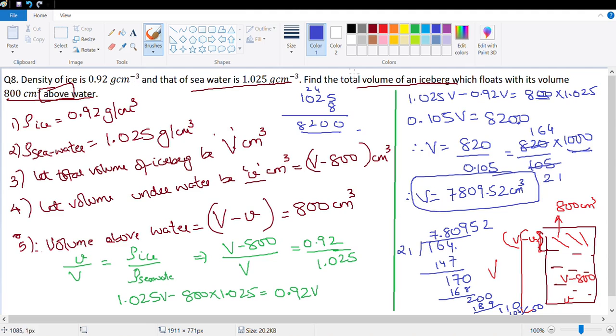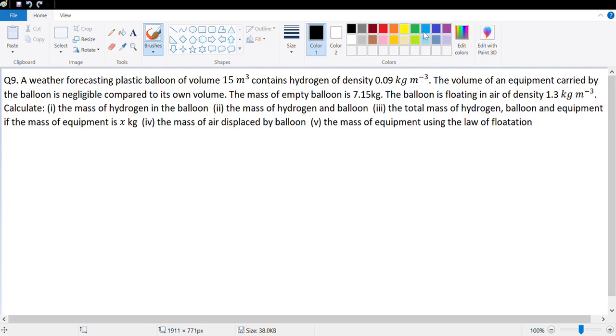Interesting question. What I want you to remember is that you need to read the question and figure out what volume is given. In this case, this volume was above water. Good. This brings me to the last question of this exercise, question number 9, a slightly longish question. So let's read it.